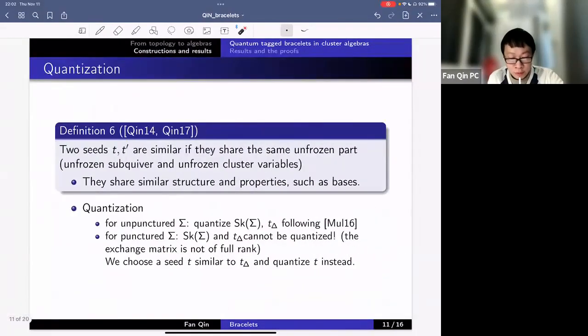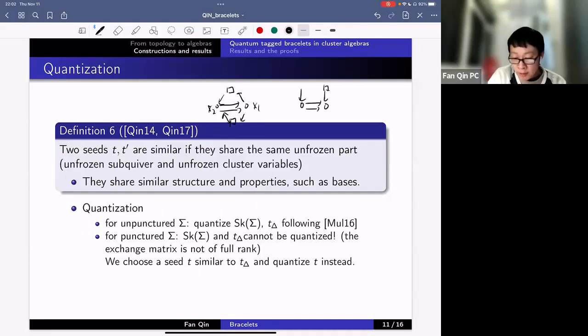Okay, so let me go to the conjectures and results. Two seeds are said to be similar if they share the same frozen variables, the same unfrozen part. For example, if you have a seed like what we have seen previously, with two frozen parts, so this is x2, x3, with boundary, and you might think of the principal coefficient, and you might think of the coefficient-free case, and all these guys, they are similar.